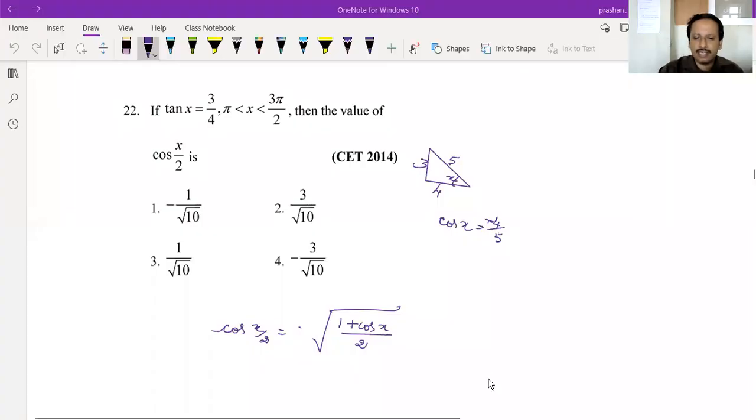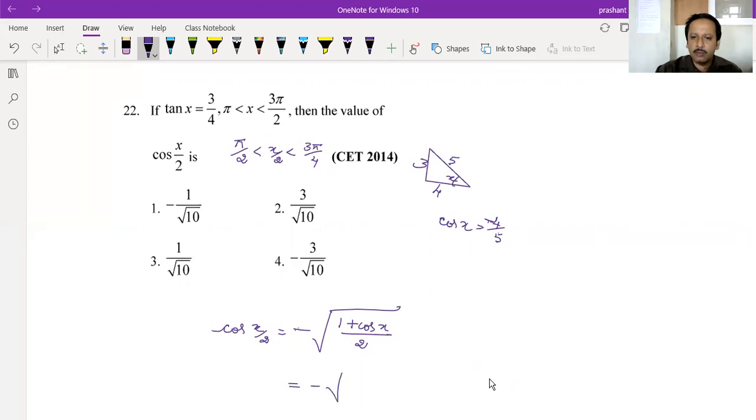Students, observe here, x is between pi and 3 pi by 2. If I divide this inequality by 2, I'm going to get pi by 2 less than x by 2 less than 3 pi by 4, which means x by 2 is between pi by 2 and 3 pi by 4. Pi by 2 means 90 degree, 3 pi by 4 is 135 degree. So x by 2 is in second quadrant. Therefore, cos x by 2 must be negative. Hence, I will write a minus here.